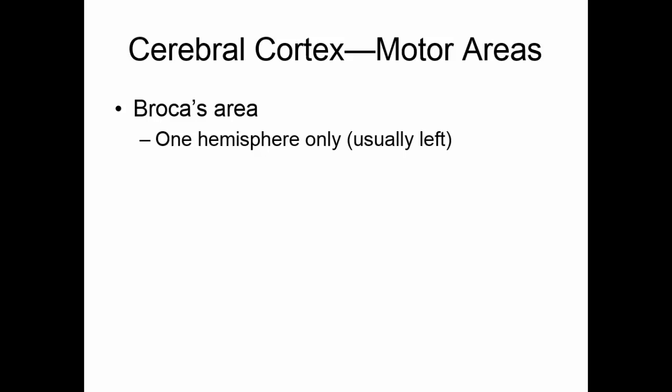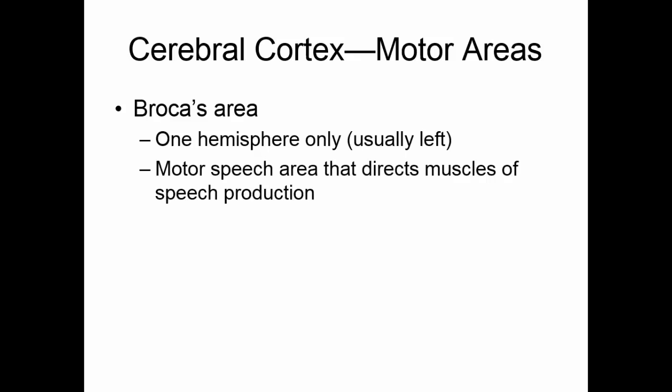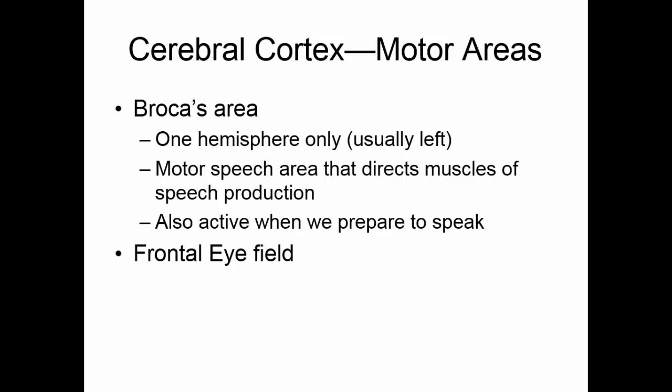A couple of other motor areas in the cerebral cortex are Broca's area. This is usually in only one hemisphere, and it's usually the left. This is your motor speech area, and it directs the muscles of speech production. It's also active when we prepare to speak. Then the frontal eye field controls voluntary eye movement, that movement you make when you want to follow an object.